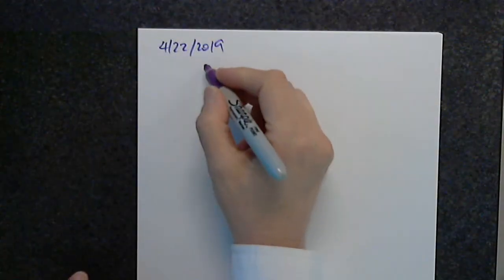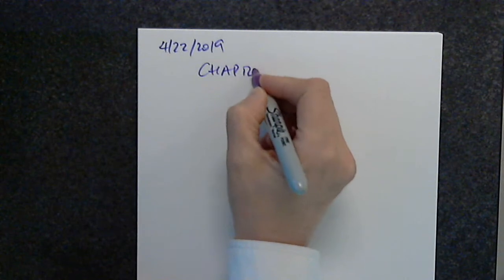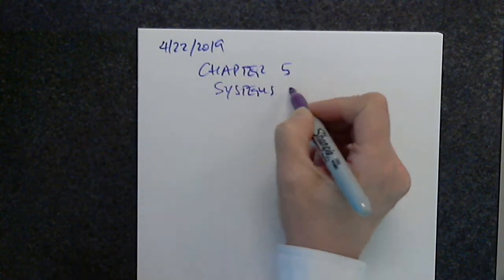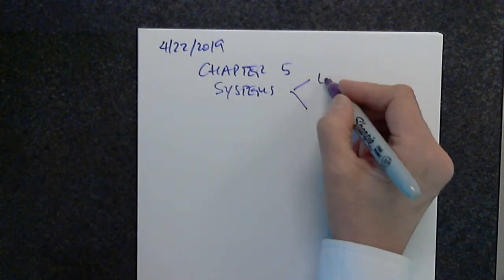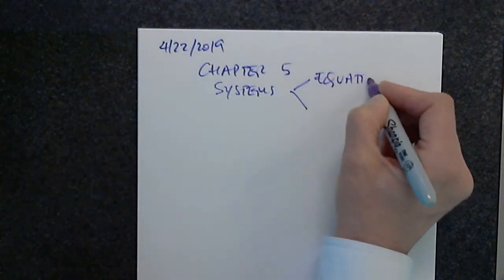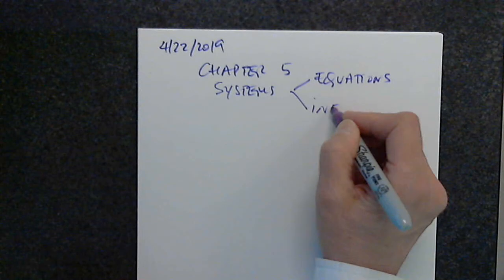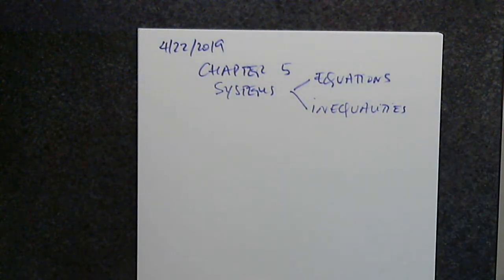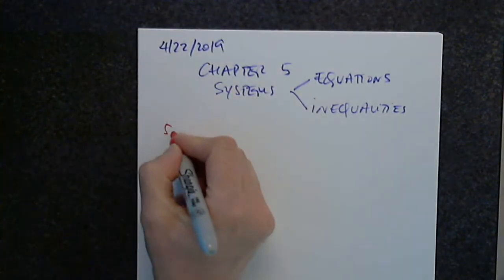Chapter 5 deals with systems of equations and inequalities, systems of two different types: equations and inequalities. We only have 3 sections to look at. So let's start with 5.1.